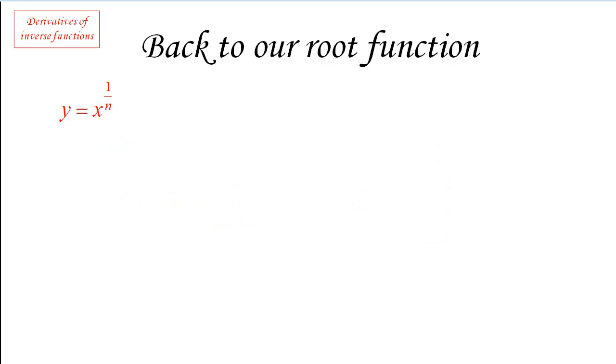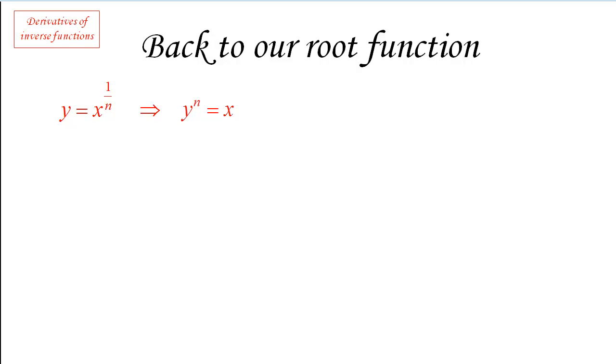Back to our root function, remember we're trying to check that in fact the power rule applies to a function of the form x to the power 1 over n, knowing that it does apply to a function of the form x to the power n when n is a natural number, so a positive integer. So we're going to follow the method, which is what? First of all, apply the original function on both sides. In this case, that means applying the nth power on both sides. So we end up with y to the n is equal to x.